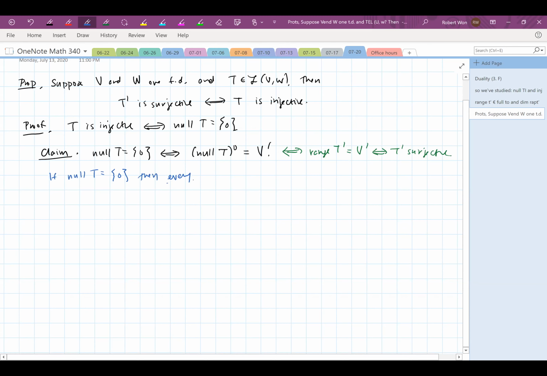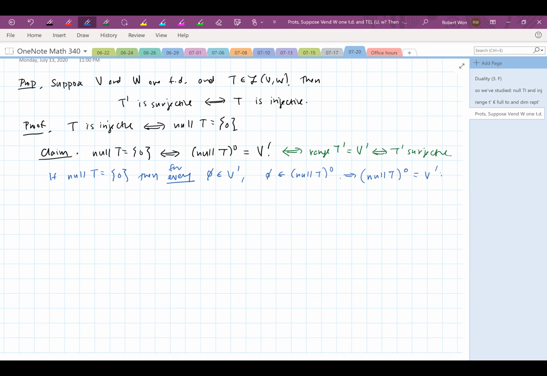Then for every phi in V dual, phi is in the annihilator of the null space, right? Because every single map maps the null space entirely to 0, because the null space is just the 0 vector. So this shows that the annihilator of the null space is everything, assuming that the null space is trivial.